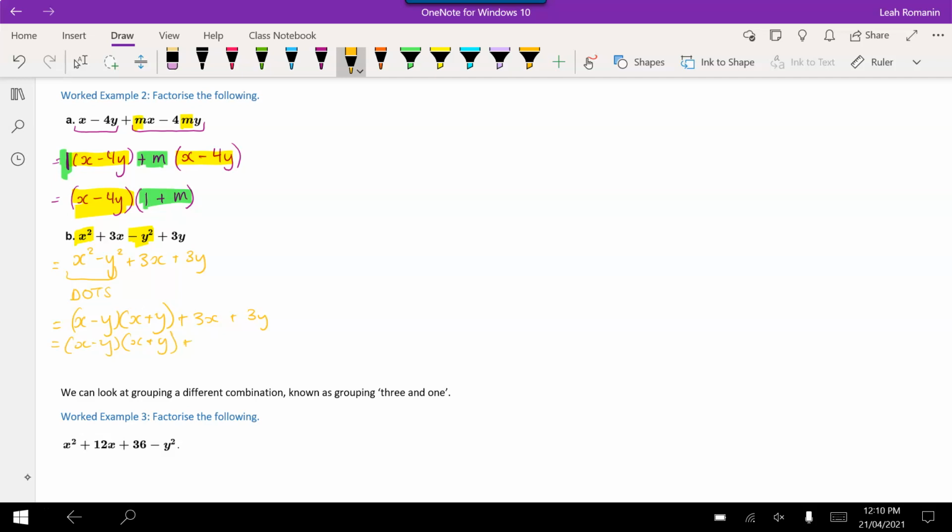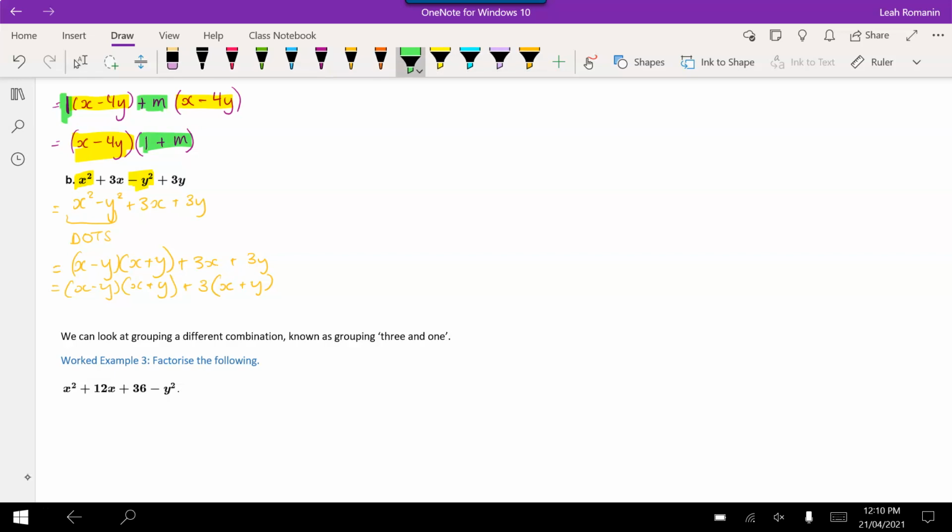Plus, now these both have a 3 in common, so I'm going to factor out the 3, and I'm going to have x plus y left in the bracket. Now again, what you'll notice is that my x plus y and x plus y I have in common, so I'm going to factor out the x plus y, and inside the second bracket, I'm going to have x minus y plus 3. And that's what's forming this bracket here.